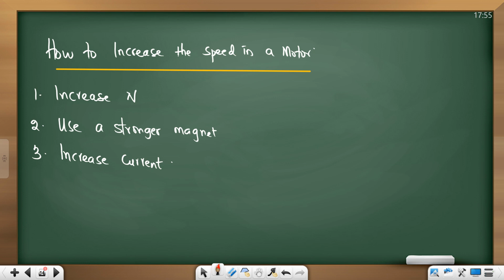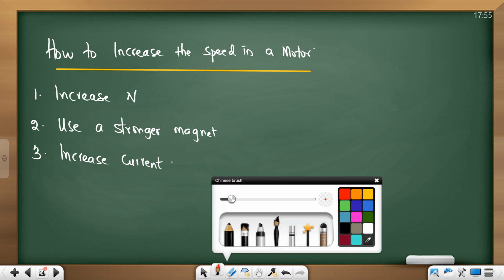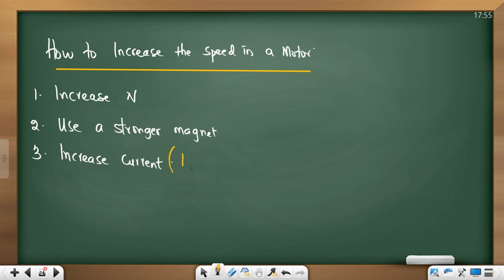1, increase the number of turns. 2, use a stronger magnet. Number 3, increase what? Current. How do you increase current? By what? Decreasing resistance. Remember, I was saying that your hair dryer, that's what the knob does. When you keep changing the knob, that's what you are doing.